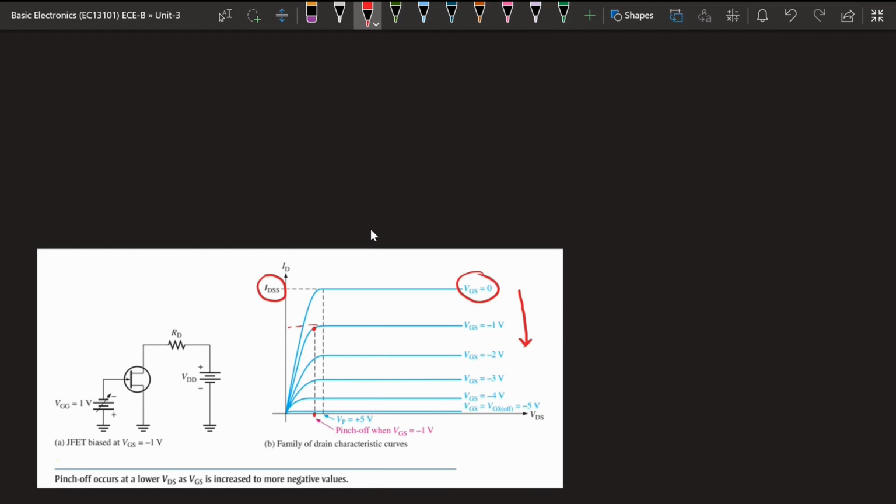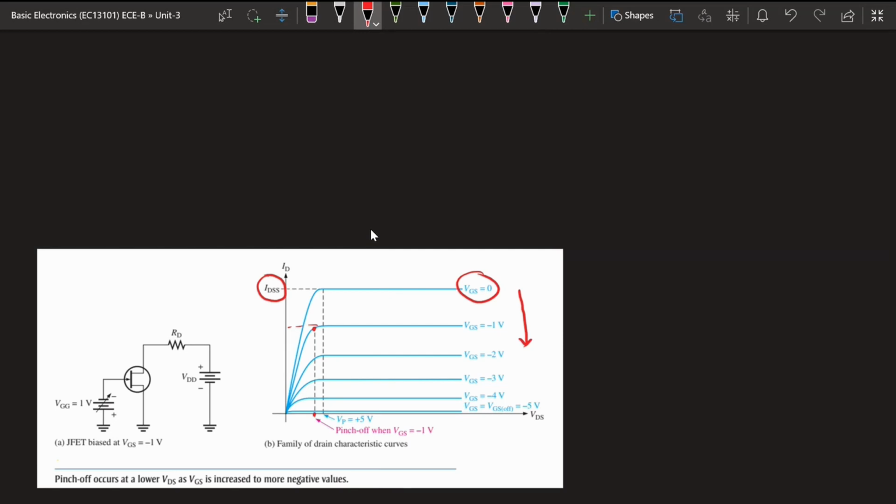And further, if we keep increasing the VGS, there will be a time where we apply a VGS such that it causes almost zero current. Almost zero current will be there when VGS equals VGS(off). We will say that the JFET is off.